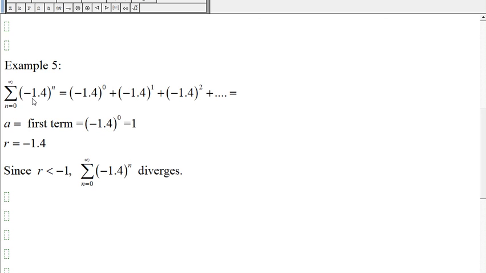And then here we have negative 1.4 to the n. The first term is negative 1.4 to the 0, which is 1. The common ratio is negative 1.4. In this case, the common ratio is less than negative 1, and therefore the infinite series of negative 1.4 to the n diverges. And again, we cannot say this is equal to infinity or negative infinity, because the values of the sequence get larger and larger, but it alternates between negative and positive. Therefore, we just say that it diverges.